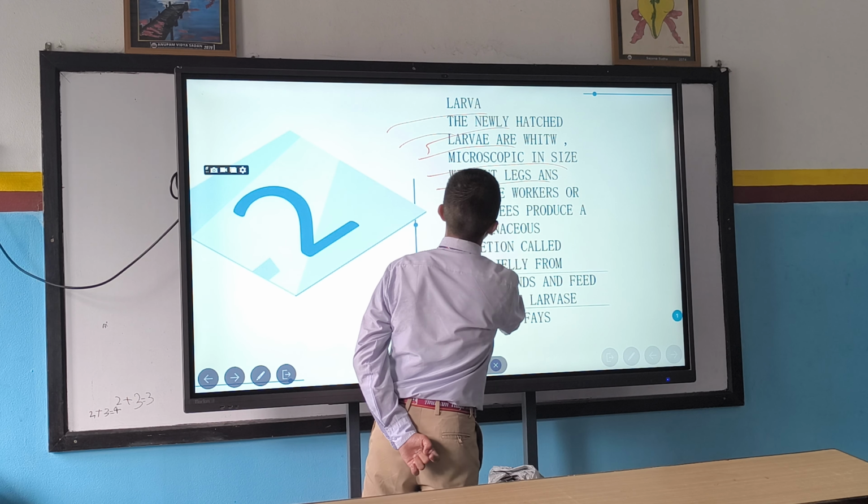Adult bee. All 3 types of bees are now fully grown. They are ready to accomplish their tasks. After 21 days, the eggs, larvae, and pupae have formed adult bees in a society, and they are ready to perform their tasks in the society.